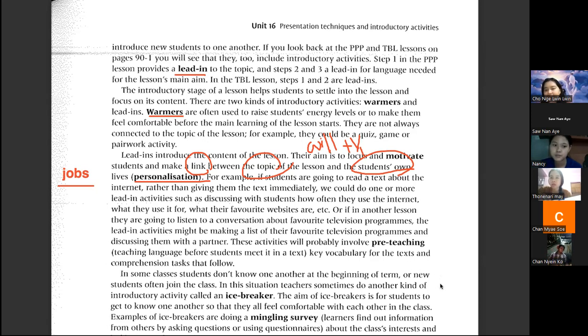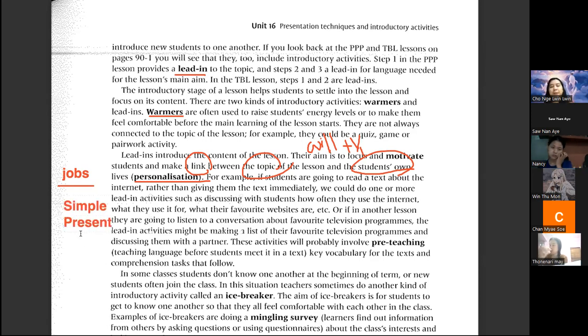Now, let me ask another teacher, Sia Chanyenko. This time, the target language is simple present tense. So after you have taught simple present tense, what type of personalization technique can you use? Present tense. Can you tell me what you are doing from the time you get up until now?